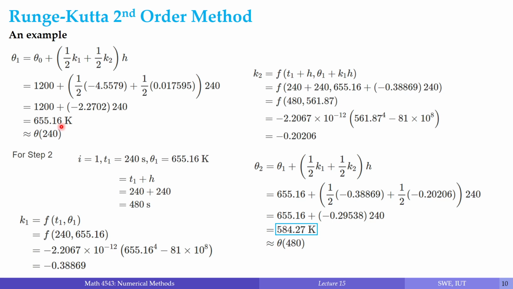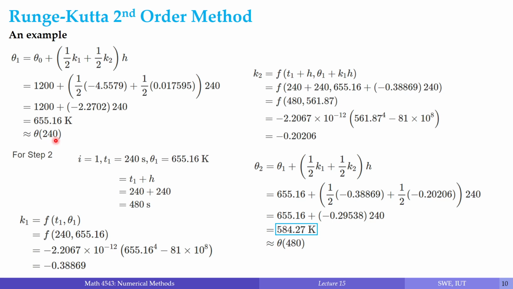Okay, so we say that this is my approximation, the value of my dependent variable theta after performing the first step, at theta i plus 1. Since the value of i was 0, i plus 1 will of course be 1. So the value of theta 1, the approximation after going one step ahead towards the right, is 655.16 kelvins. Okay, this is my approximation at t equals 240 seconds.